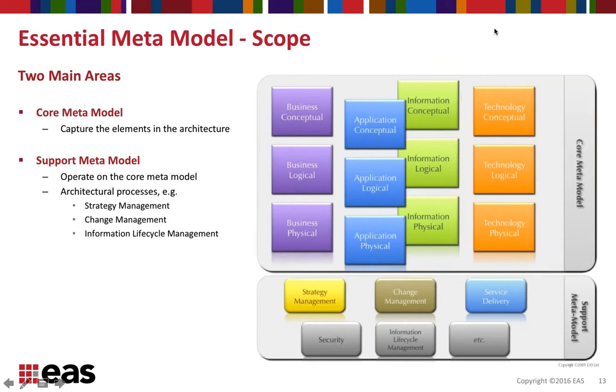I don't know if you've seen this before. This is a fairly standard now four-layered Metamodel. So you have business, application, information and data, and technology. And then we have the layers of conceptual, logical, physical.